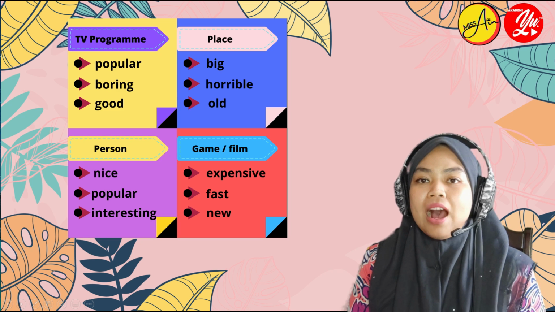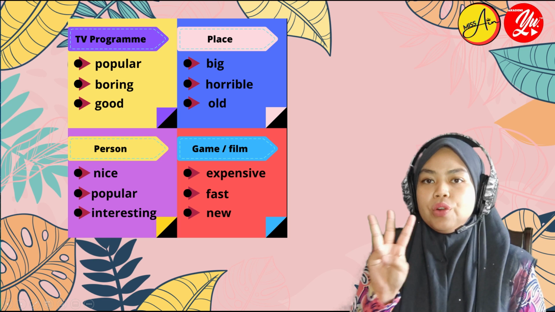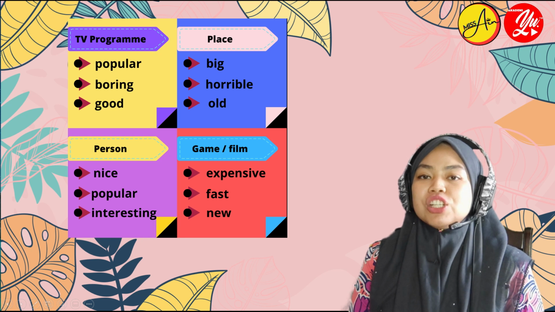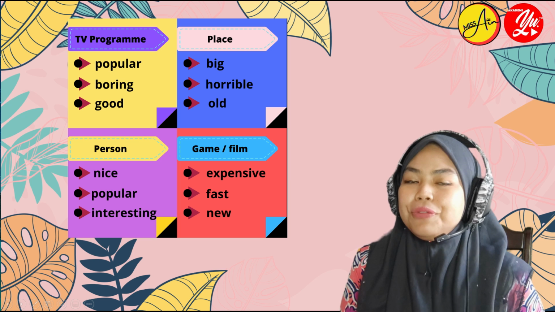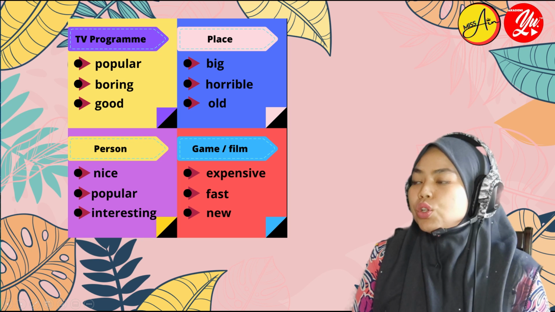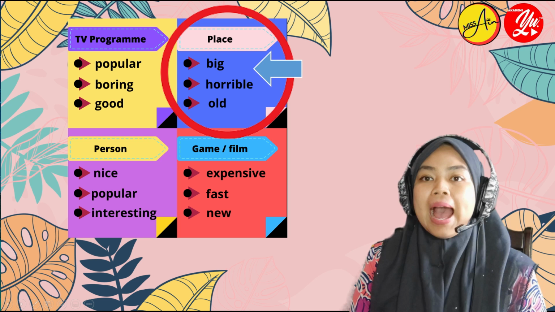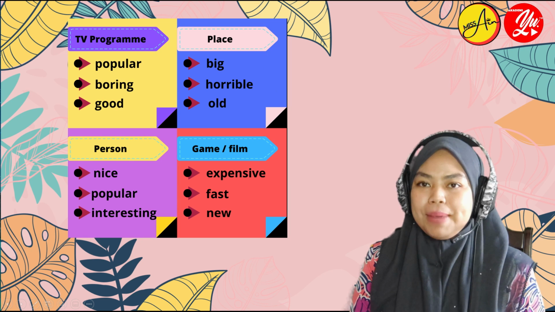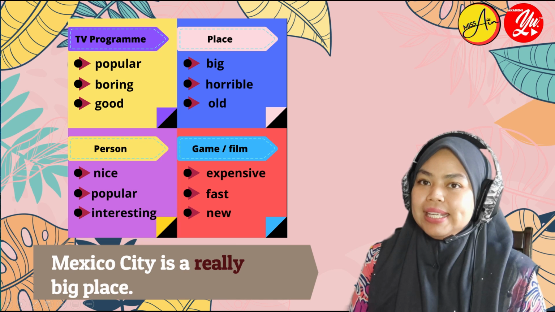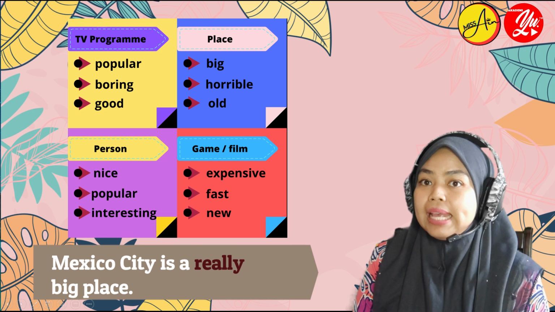Last task of the day is for you to write 8 sentences using the adverbs of degree that we learned just now. Look at this table. There are 4 categories with 3 adjectives in each category. I'm going to give you an example. If I were to choose place and the adjective big, how can I make the sentence? I can make it like this. Mexico City is a really big place. Got it? Let's try another one.